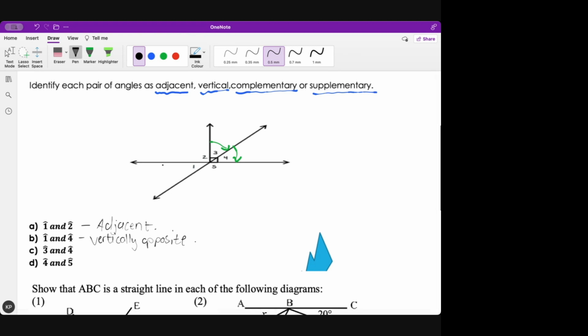Angle 3 and angle 4. Maybe I should use a different color. This is angle 3 and the green one is angle 4. How would we classify those two? Nice. Firstly, they are complementary. How do we know that? Firstly, what does complementary mean?